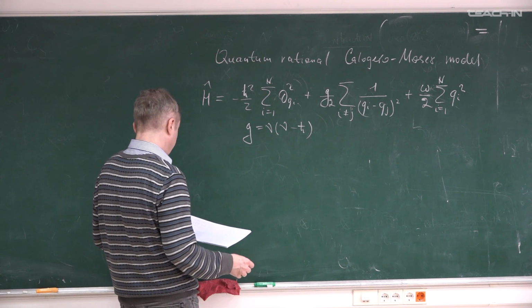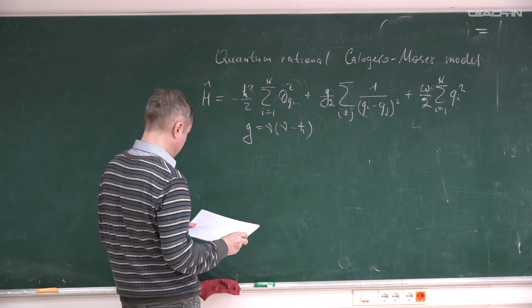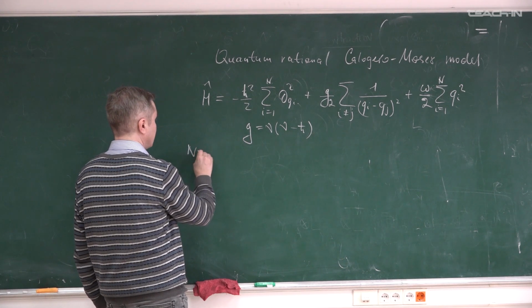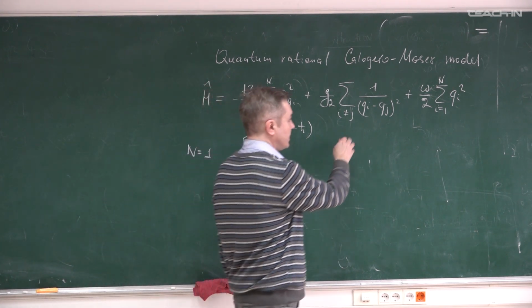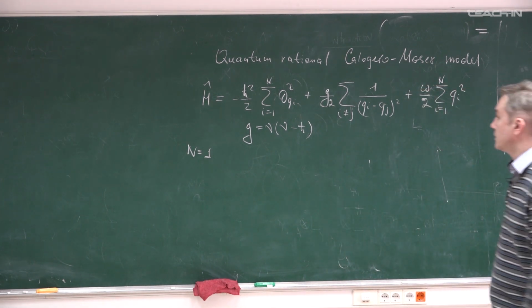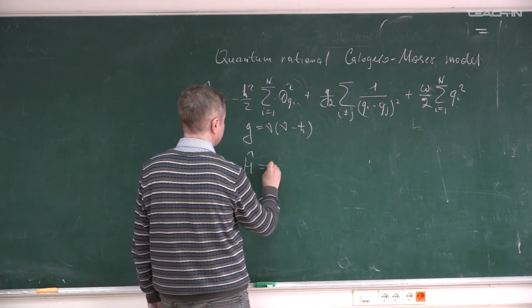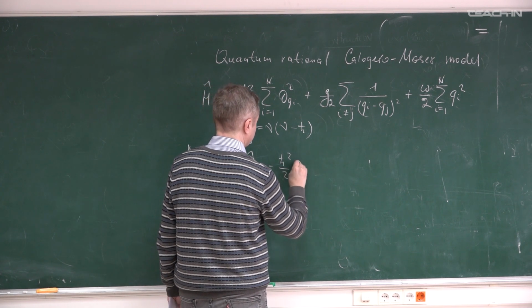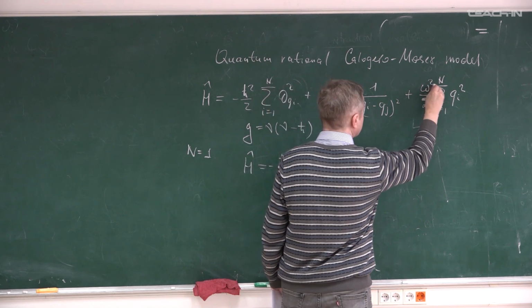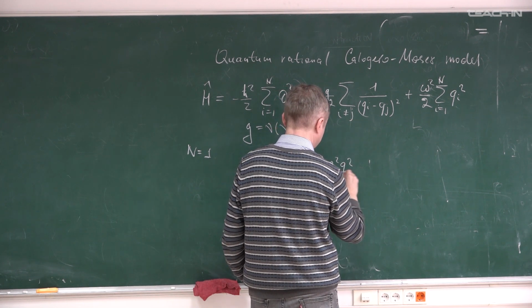Okay, now, what are we going to do? Let us first consider the simplest case, n equals 1. Then we don't have any interaction with Calogero potential. We have just the Hamiltonian for harmonic oscillator. Let me put it on the squared q squared and a half.